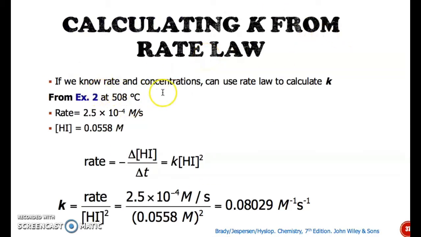And this is how to calculate k from the rate law. If we know the rate and concentrations, we can use the rate law to calculate k. So from example 2, at 508 degrees Celsius, the rate is equal to 2.5 times 10 to the negative 4 molar per second. This is the concentration of hydrogen iodide, 0.0558 molar. And then you use this formula to find k.